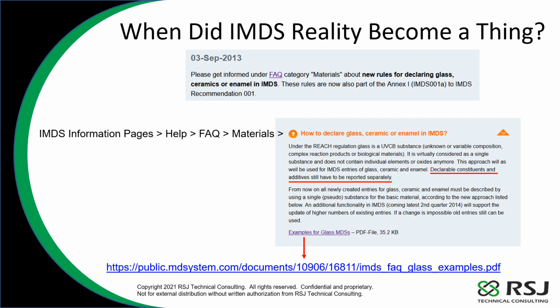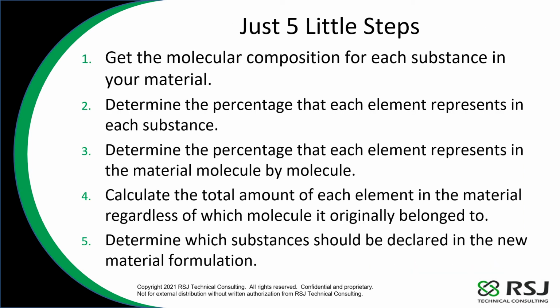But let's talk about how you get there. There are 5 steps. We're going to get the molecular composition for each substance in the material, and determine the percentage of each element in each substance. Then, molecule by molecule, we're going to determine the presence of each element, the percentage of each element in the entire material. Calculate the total of each element in the material, regardless of what molecule it came from, and then decide which substances we're going to lump into the pseudo substances and which substances we're going to continue to show because we're tracking GADSL substances.